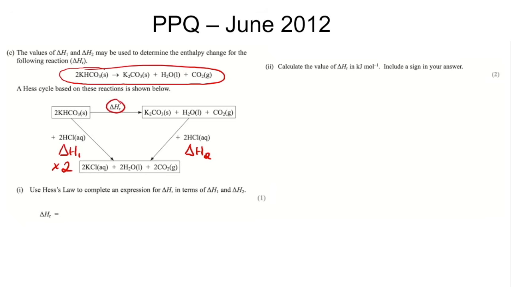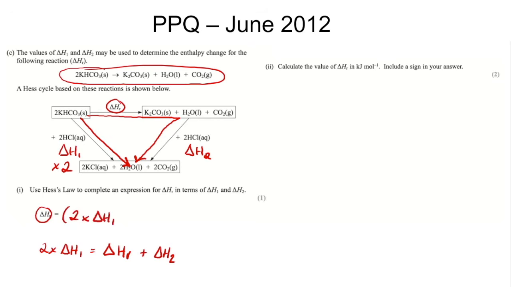So our Hess's cycle, we follow the arrows. So we are saying that going from here to here is the same as going from our reactants to these products down to these products. Therefore, 2 times delta H1 is equal to delta HR plus delta H2. Now, of course, we don't want it in terms of delta H1, we want it in terms of delta HR, so we just have to rearrange. And we get 2 times delta H1 minus delta H2.